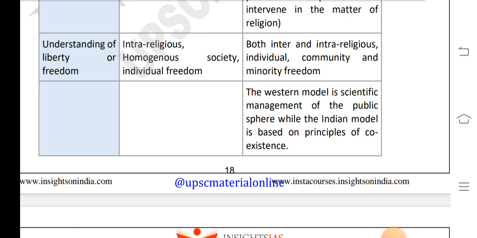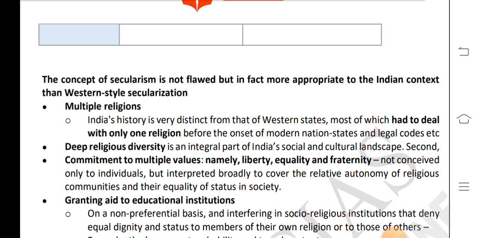Understandings of liberty or freedoms: in the Indian model, intra-religious homogeneity, security of society, and individual freedoms, both intra- and inter-religious, including individual, community and minority freedoms. The Western model is the scientific management of the public sphere, while the Indian model is based on the principle of coexistence. The concept of secularism is not flawed but in fact more appropriate to the Indian context.